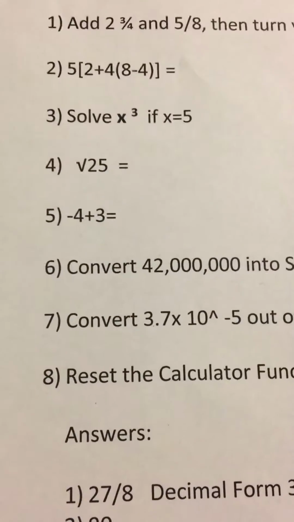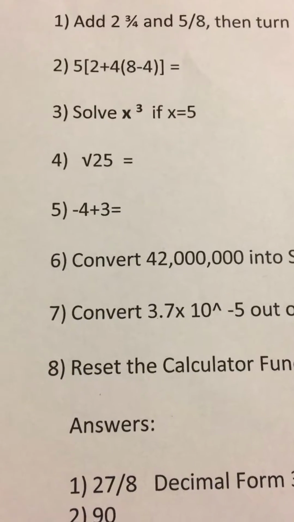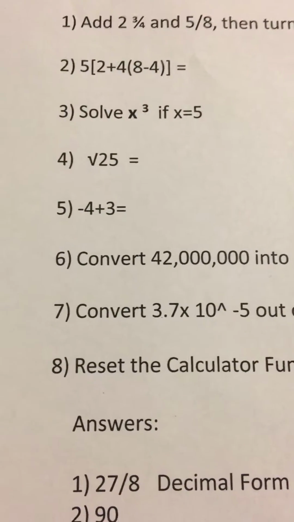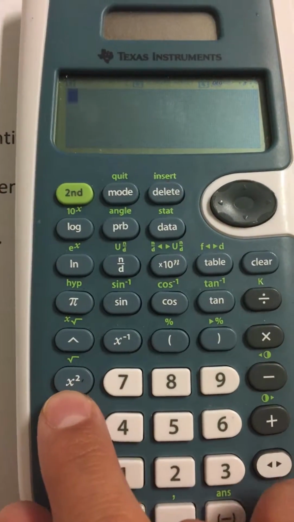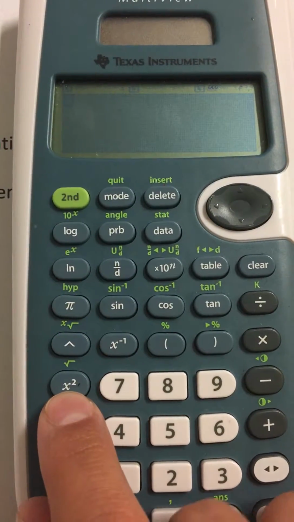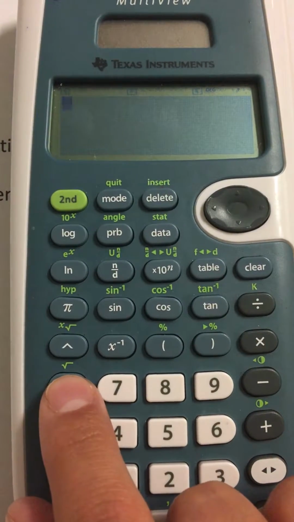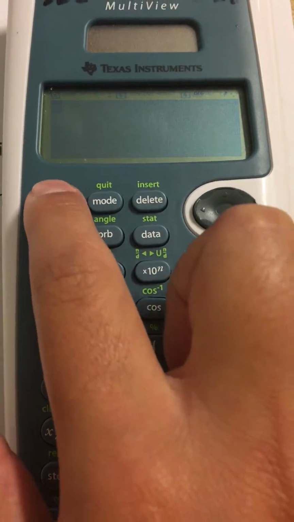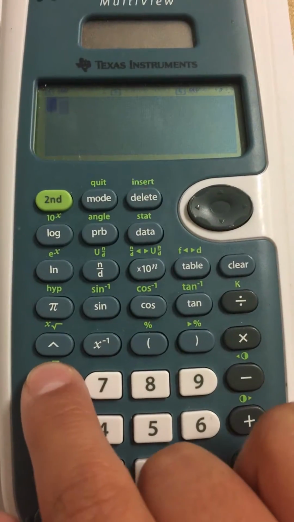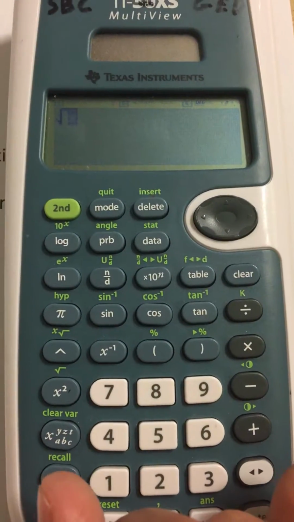Next we'll be learning how to do a square root problem. So we're going to learn how to do square root of 25 on the calculator. Here the normal button is x to the second power. But if you see the green above it, there's your square root. So we're going to have to press second, push this button, and it gives us a square root.